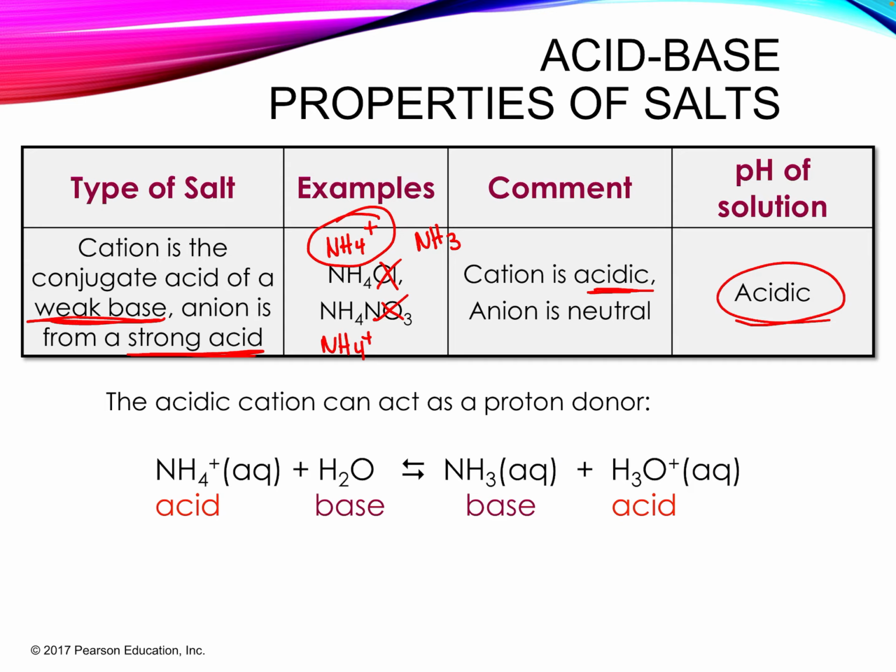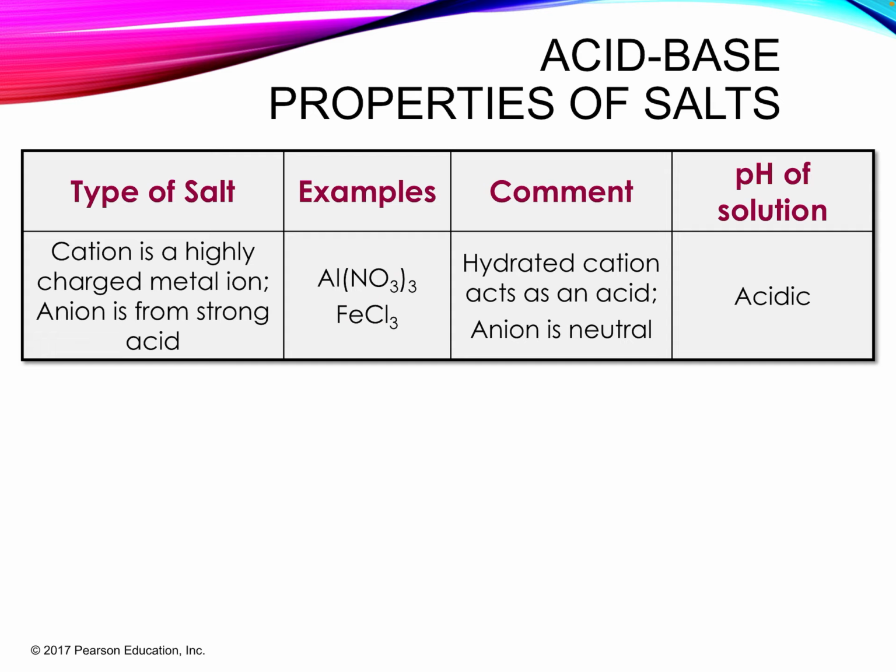All right, now we have what I was talking about previously. We have the cation is a highly charged metal ion. So see here we have aluminum, right? And that's Al3+, and this is iron 3+, right? So both of those are small, highly charged. These anions came from strong acids, right? Nitric acid and hydrochloric acid, so we're going to ignore those. But the cations here are small and highly charged.